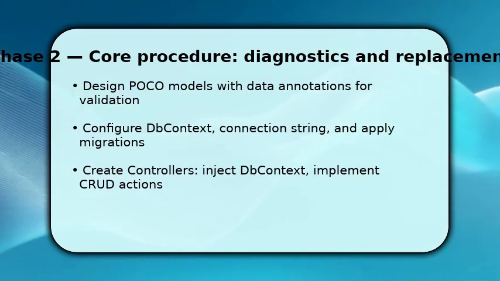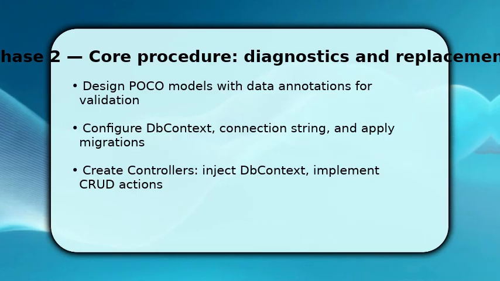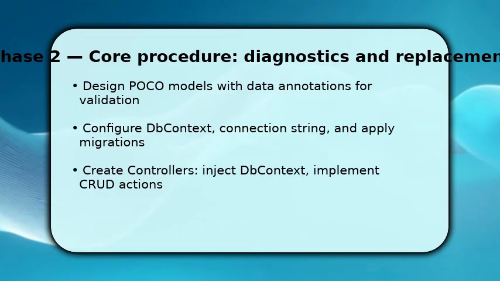You now implement models and the core data flow. Define POCO classes with data annotations so server-side validation and schema mapping are consistent. Next, configure your DB context and connection string in appsettings.json, then run migrations so the database matches your models.